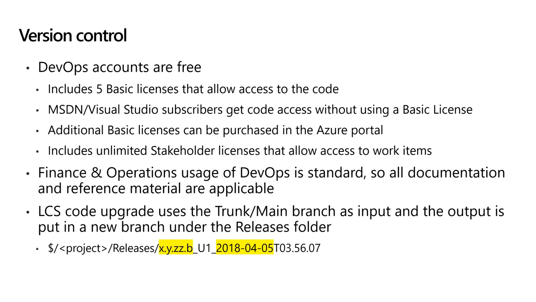There is one thing that is unique, and that is that the LCS code upgrade uses the trunk main branch of Azure DevOps as input, and the output is put in a new branch under the releases folder, and the new branch is named for the target version of the code upgrade and the date to make it unique. The code upgrade is primarily used, now that we're on one version, for AX 2012 code upgrades, so it's still applicable.